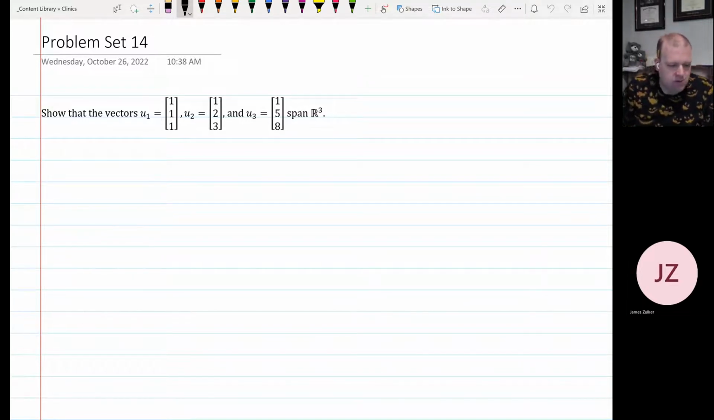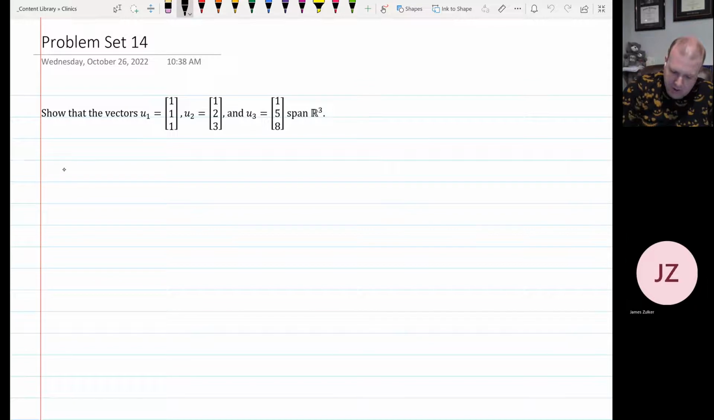So today we are going to look at what it means for vectors to span a vector space, as well as what it means for vectors to be linearly independent. And so what we want to do is show that these three vectors span R3, right? Well, remember, for vectors to span R3, that means that any arbitrarily chosen vector in R3 can be written as a linear combination of these three vectors.